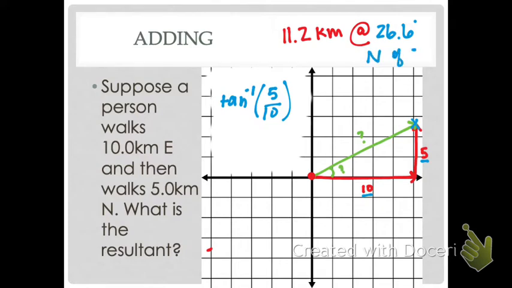North of east. Do you need some help figuring out why that is? Can't you just say it? So you can't just say northeast. Okay, you could say it, whatever. Here's how I guess I'll explain it.